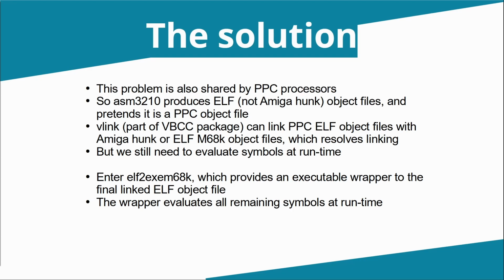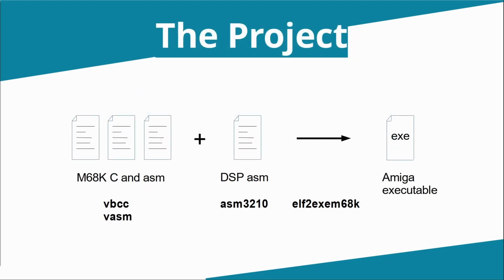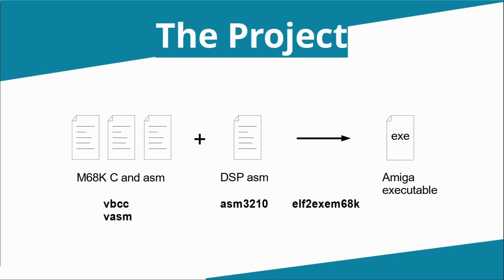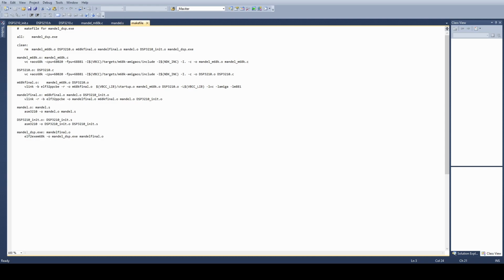So we've solved both problems. And through using a combination of ASM3210 and ELF to EXE M68K, we can produce a single Amiga executable file, which is what our end users want. That all takes a bit of explaining. What I think we need to do is to actually look at a makefile and see this in action. So here is the makefile from Mandel DSP.